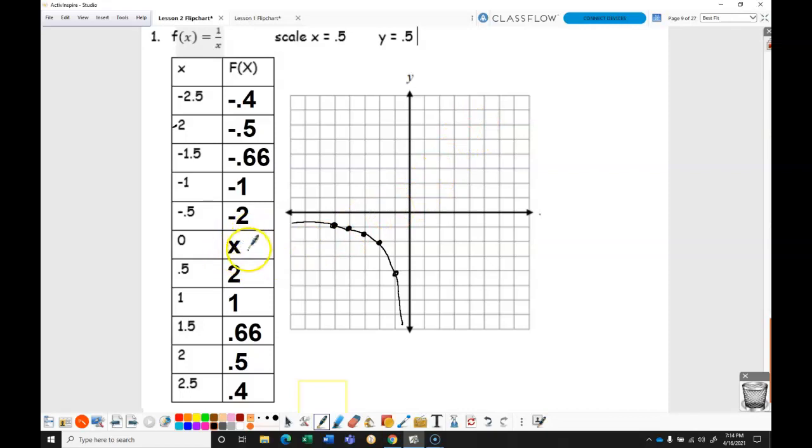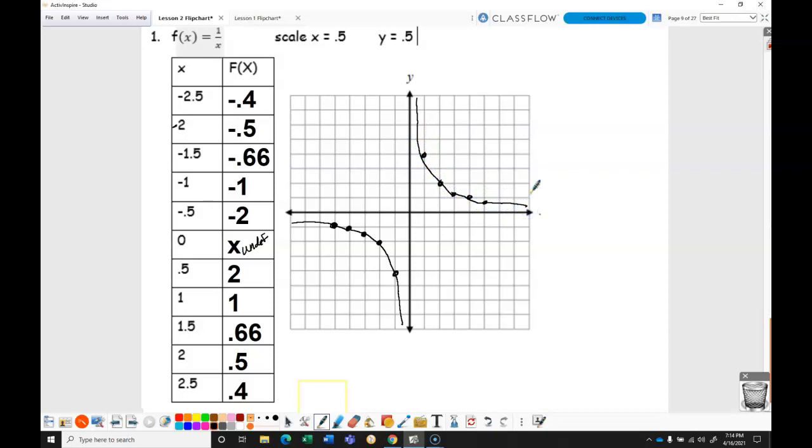This is not the variable x. This is actually meaning undefined in that spot. So there is no point on the y-axis whatsoever. There's no point on the x-axis. So I go over to 0.5 and up to 2. I go over to 1 and up to 1. 1.5 is 0.67. 2 is at 0.5. And then 0.4. So this is the parent function, the basic function 1 over x.